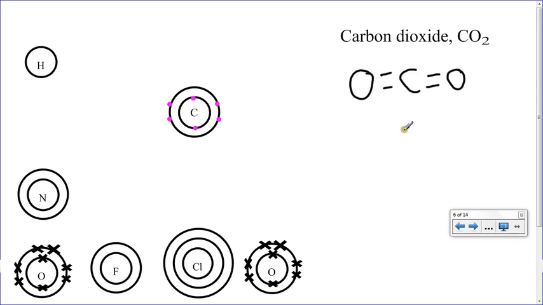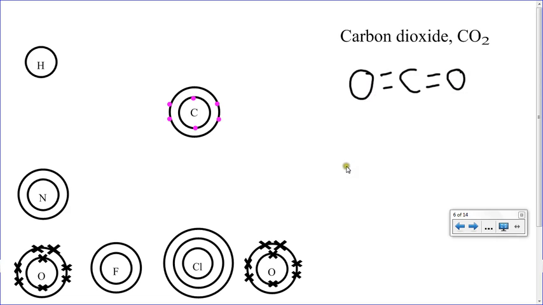We can kind of predict whether or not you're going to have a single or double bond by the group that the atoms are in. Carbon's in group 4, so it will have 4 electrons in its outer shell, so it will want to form 4 bonds. Oxygen's in group 6, so it needs another 2 electrons in its outer shell, so it will form 2 bonds. Carbon forms 4, this oxygen forms 2, and this oxygen forms 2.